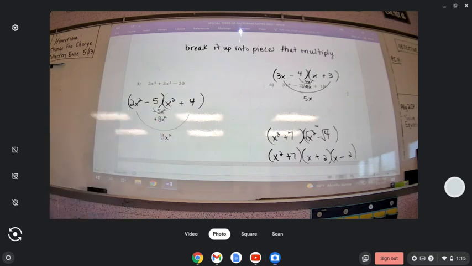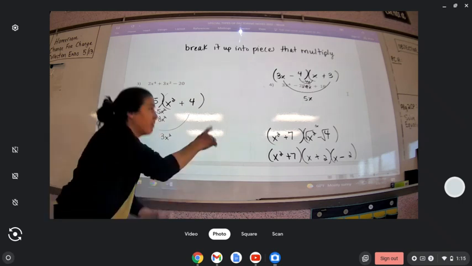No, this is the sum. The sum of 2 squares never factors. There's no signs that you will get to do what you need it to do. So that just stays x squared plus 4. This doesn't factor in any way, shape, or form. All right. I want you guys to try the last one.